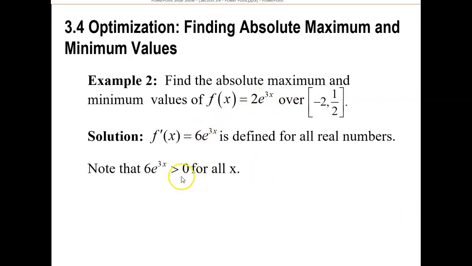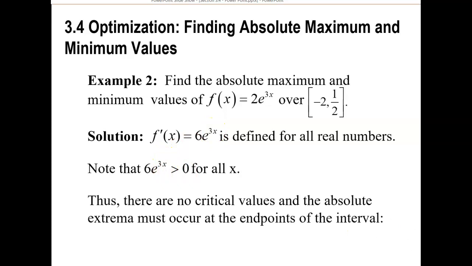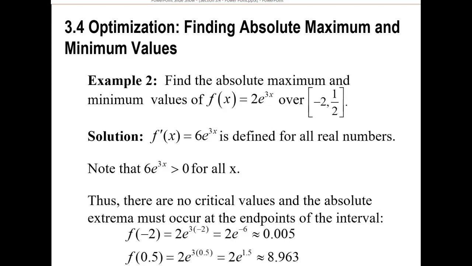Note that this function is greater than 0 for all x, meaning that there are no critical values here. Setting this to 0 gives me no solution, but no matter what x happens to be, I get a positive number. So there are no critical values, and the absolute extreme must occur at the endpoint. If there's no solution to setting it equal to 0, then I don't have any numbers to list as critical values, but I still have to check my endpoints.